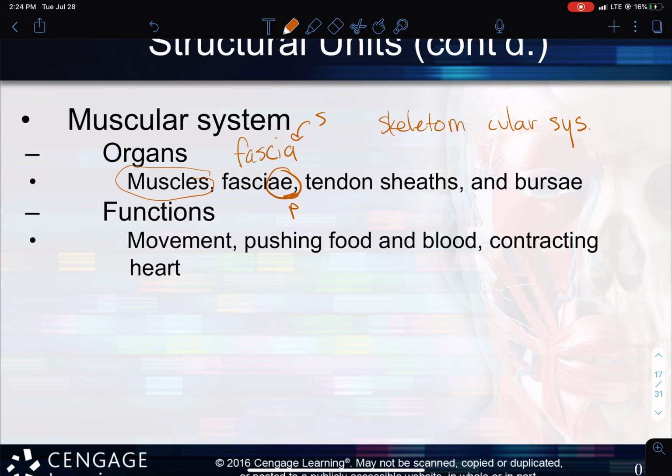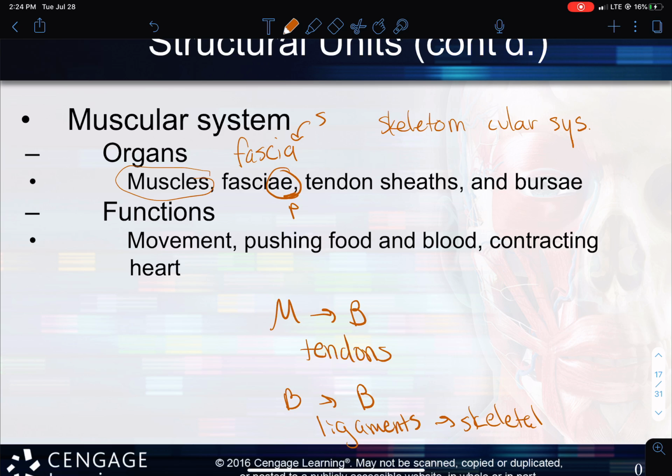You'll also have tendon sheaths. So muscle to bone is going to be connected via tendons. And bones connecting to bones are going to be connected via ligaments. And so the ligaments are considered part of the skeletal system, and the tendons are considered part of the muscular system. So the tendon sheaths, these are wrappings that are wrapping around the tendons, just providing that extra support. Then you also have bursa.